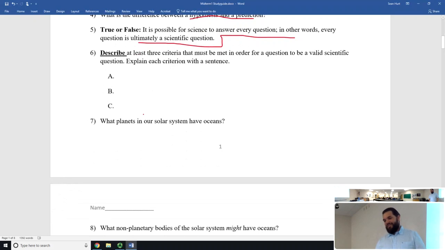So anyway, describe at least 3 criteria that must be met in order for a question to be a valid scientific question. These are the things I talked about regarding falsifiability and verifiability. And again, it's not enough to just know a word. You have to be able to explain these things. All that means is that you have to be able to prove your hypothesis, or whatever theory or scientific claim it is, either true or false, using evidence.